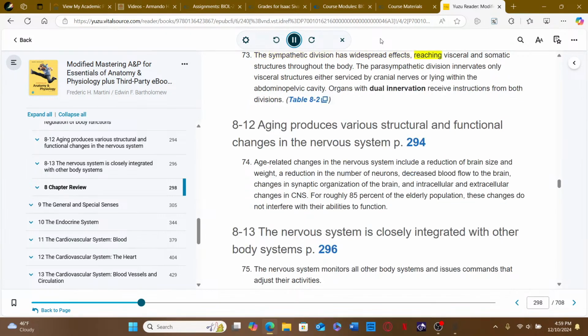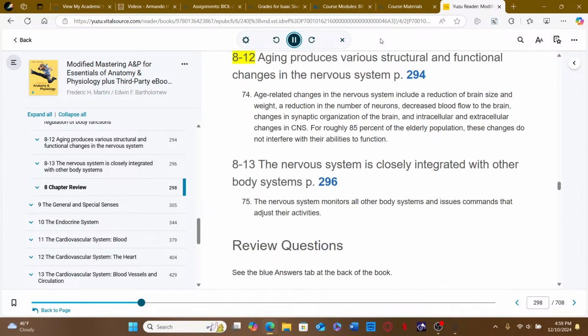The sympathetic division has widespread effects, reaching visceral and somatic structures throughout the body. The parasympathetic division innervates only visceral structures either serviced by cranial nerves or lying within the abdominopelvic cavity. Organs with dual innervation receive instructions from both divisions. Table 8-2. 8-12. Aging produces various structural and functional changes in the nervous system.